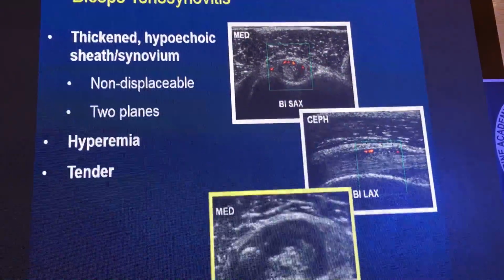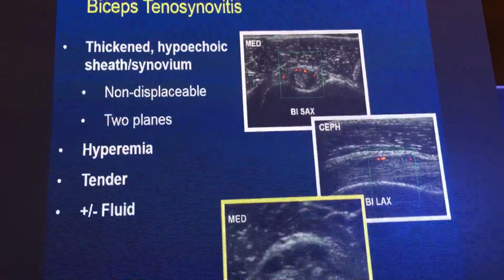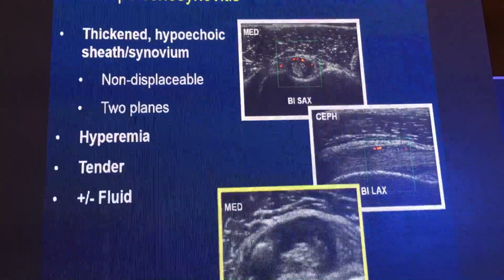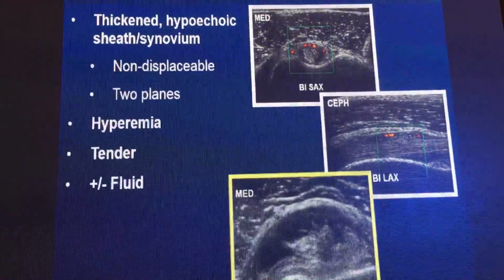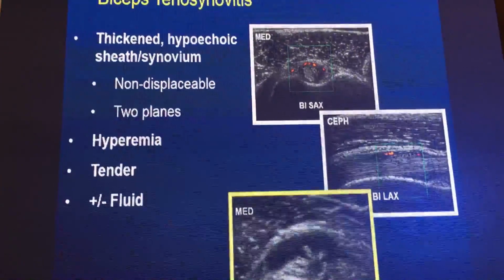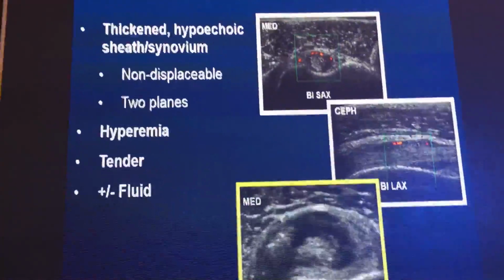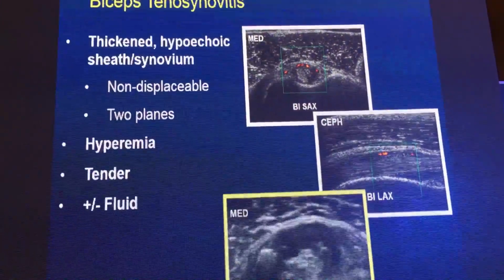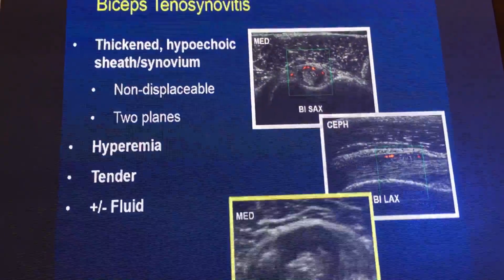It's going to be tender with tenosynovitis. So you can do sonopalpation, where you're gliding the transducer over the area, and where it hurts, it's going to be uncomfortable to direct pressure. And there might be associated fluid. So in addition to that synovial hypertrophy, you may have some fluid in that area.